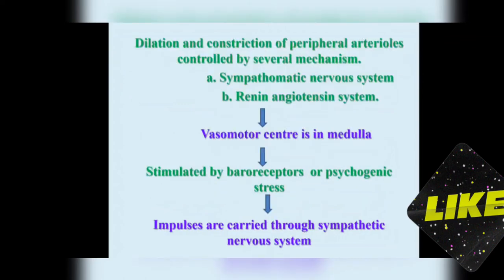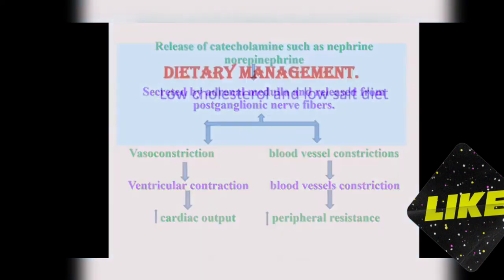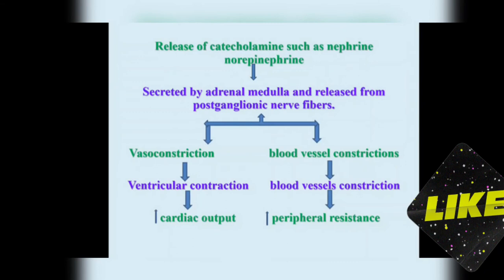Then what will happen in the next step of the pathophysiology? There will be release of catecholamines, for example epinephrine and norepinephrine. These are the two catecholamines released after this stimulation, and they are secreted by the adrenal medulla and released from postganglionic nerve fibers.